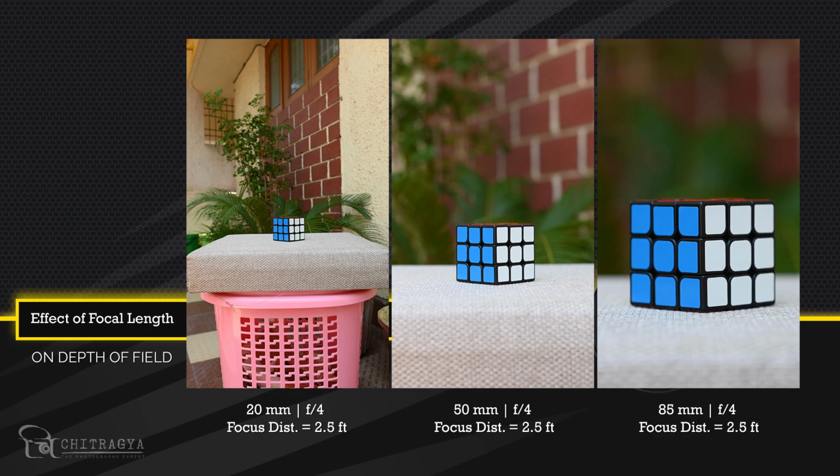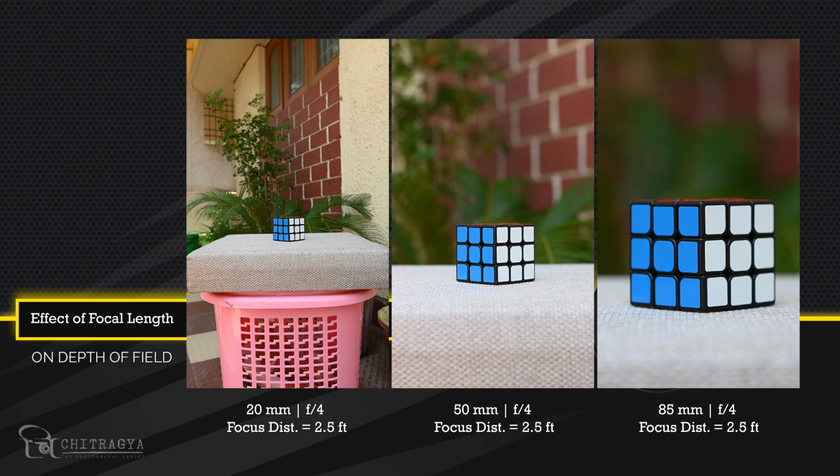To help you understand this factor, I have used 3 prime lenses of focal length 20 mm, 50 mm and 85 mm. I have fixed the camera and subject distance at 2.5 feet and the aperture at f/4. I have then switched the lenses one by one and came up with this result.